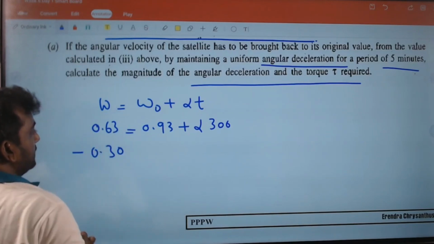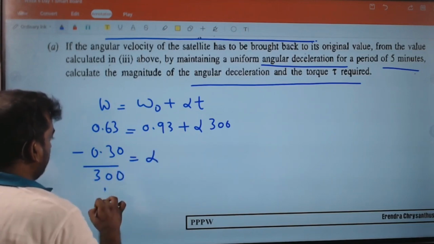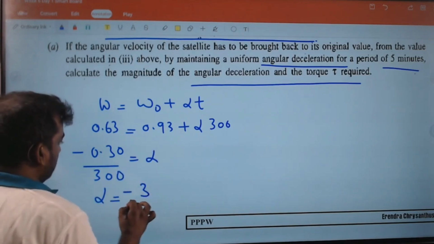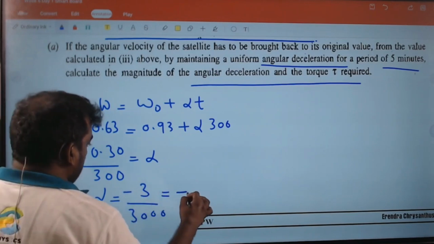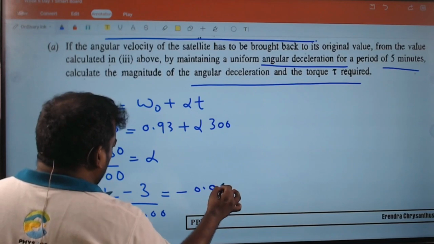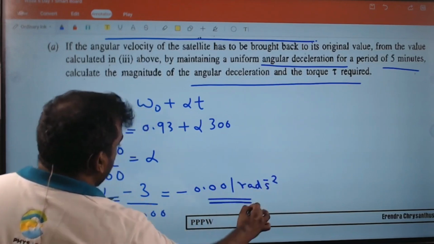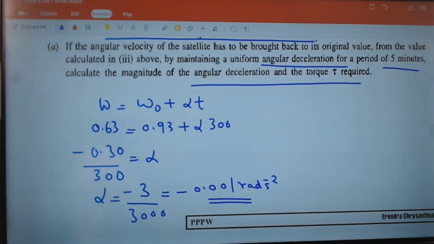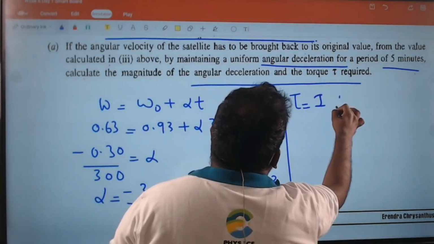0.63 minus 0.93 divided by 300 is alpha. Alpha is minus 0.3 over 300, minus 0.001 radians per second square. Angular deceleration is 0.001. Then your torque is equal to I alpha.